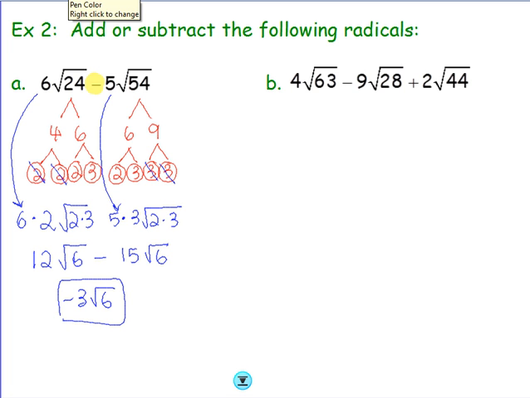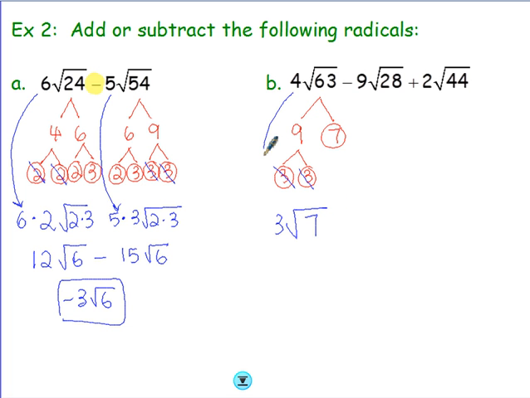Take a look at B. 63 is 9 and 7. 9 is 3 and 3. We have a pair of 3's that gets to come out front. The 7 stays underneath. The 4 comes down. So we have 12 radical 7.